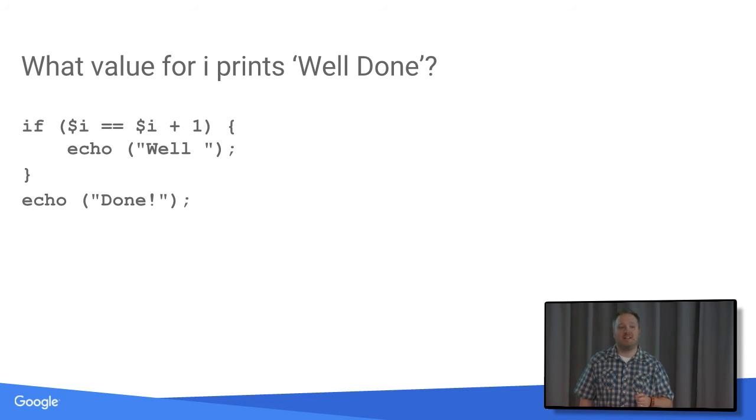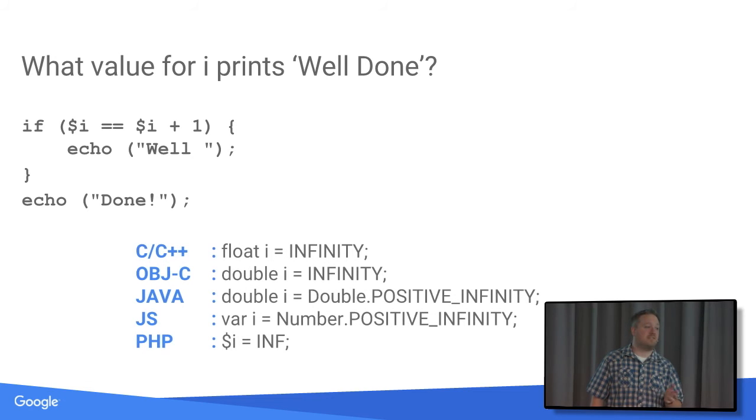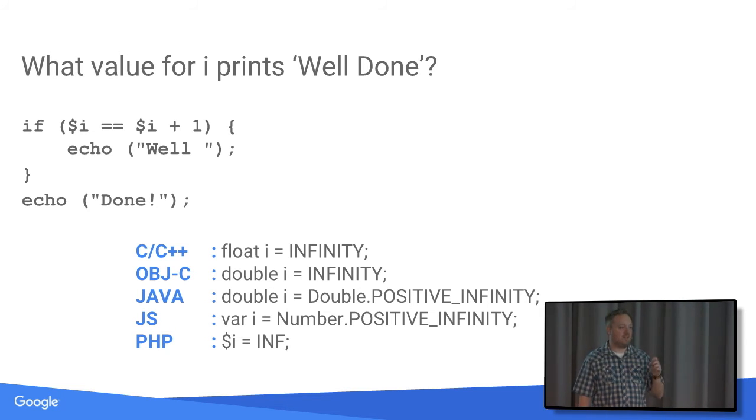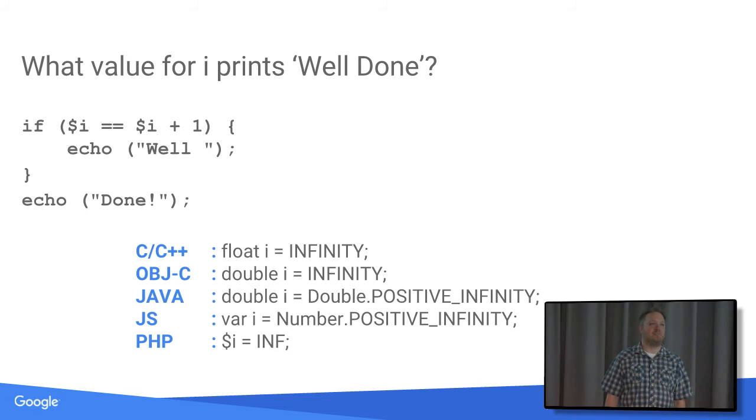Is there any value that's equal to itself plus 1? Any guesses? Infinity? That's a great guess, and it turns out it's right. This is simple math. So any language that implements the 754 floating point spec defines an infinity value. So of course, infinity plus 1 is just infinity. Makes sense.